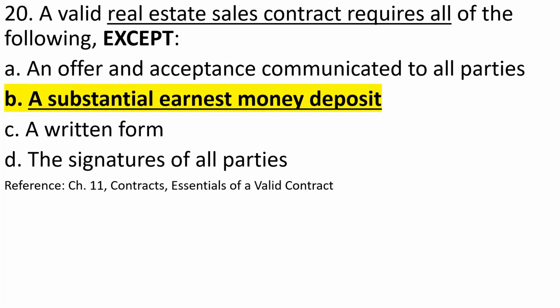So let's look at the valid contract. Let's look at A, an offer and acceptance communicated to all parties. Well, that is meeting of the minds, and the meeting of the minds is communicated to all parties. That is true. Let's look at C, a written form. Well, we know based on statute of frauds, whenever you're transferring your rights in real estate, it must be in writing to be enforceable. So we know that, and we know we have to have signatures of all the parties. So A, C, and D, we need those to have a valid contract. However, we do not need a contract to have an earnest money deposit. Earnest money deposit is not required for it to be valid.